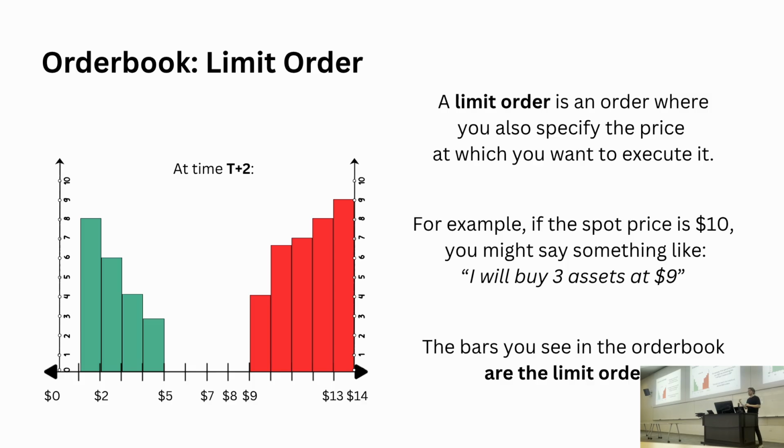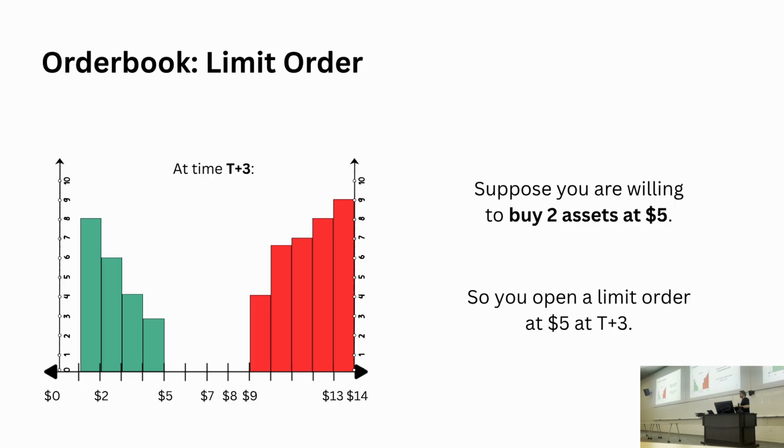And the bars that you're seeing in the order book, either green or red, those are actually the limit orders. For example, this bar right here is a limit order for $4, and the quantity is 3. So somebody placed a limit order to buy 3 units of an asset at $4. Vice versa for sellers, it works the same way, but in the opposite direction.